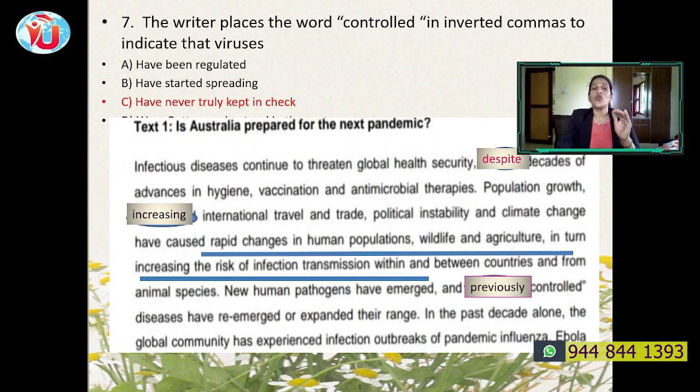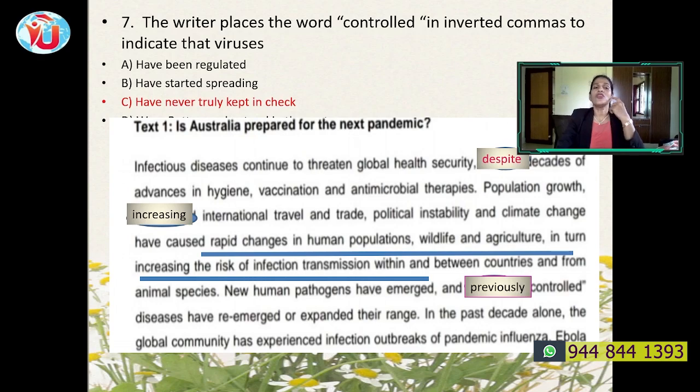As per the format, we don't go to the answers now. We have got the question. Now let us look into the text. Don't look into the answers, because if you do, you feel confused. So let's move to the text. The text is about whether Australia is prepared for the next pandemic. They are anticipating there will be a disease outbreak next, so how well is Australia prepared for that?